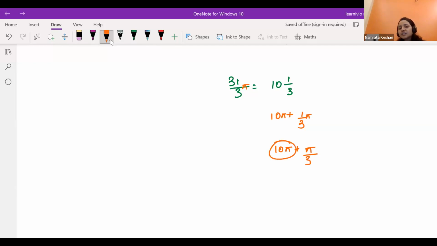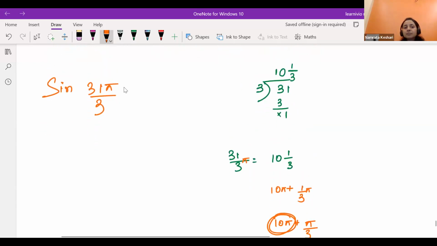Then is this 10 pi going to help us? Yes, it will help us. How will it help? I am going to write 31 pi by 3 means sine of, just a second.